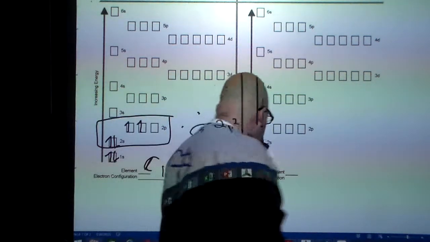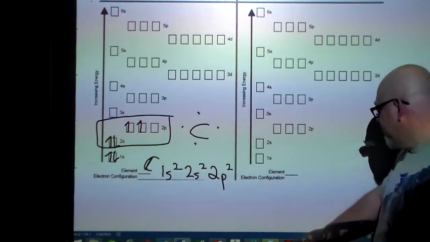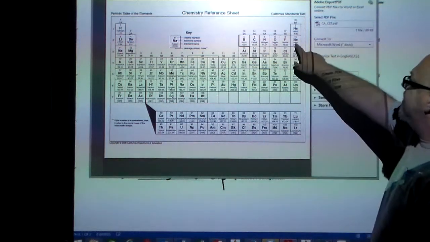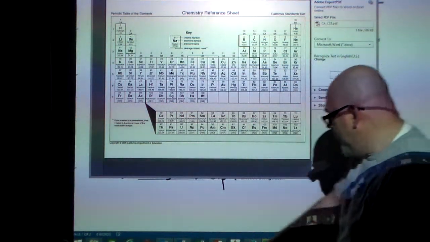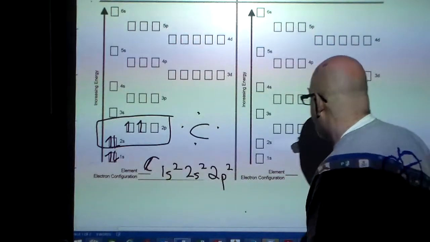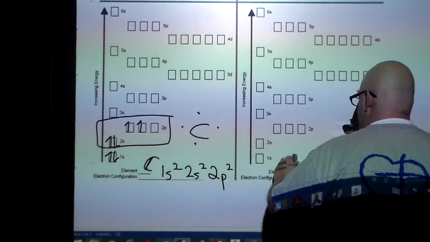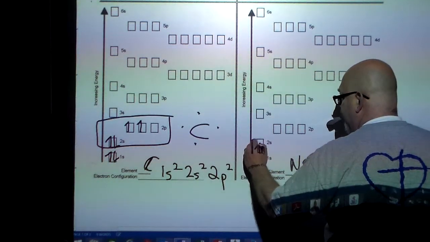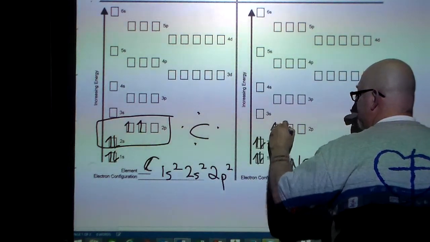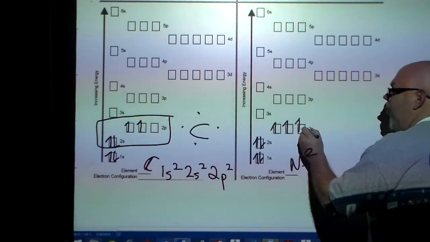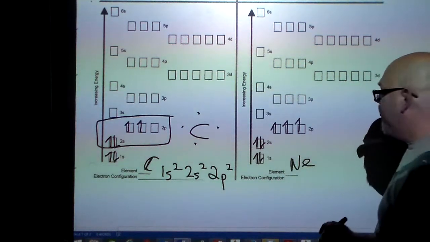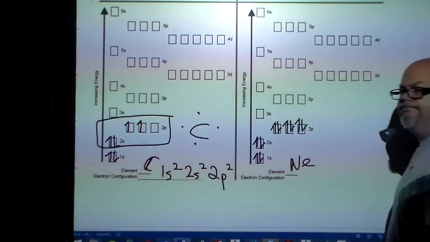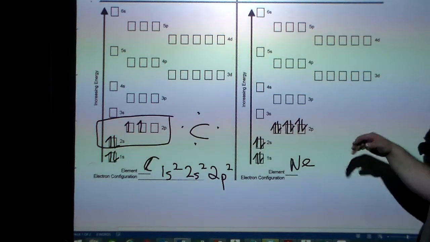Okay, let's try another one. Let's pick another element. Let's go for neon. Okay, we'll do neon. So here's our element. Neon has 10. Okay, 1, 2, 3, 4, 5, 6, 7. Notice I had to go all the way across because of that Monopoly rule. 8, 9, 10. That's it. That's the whole thing right there.